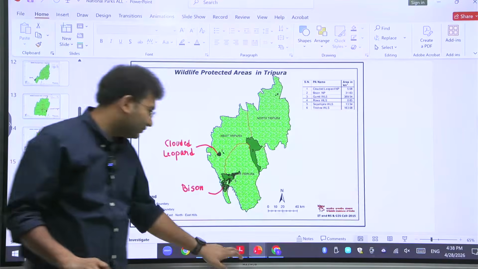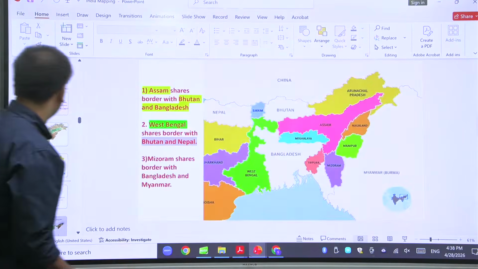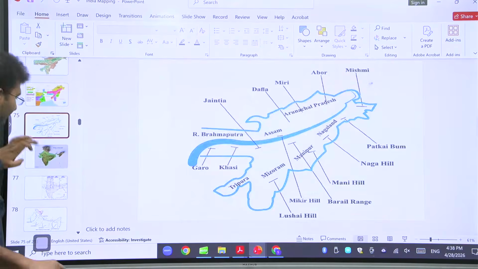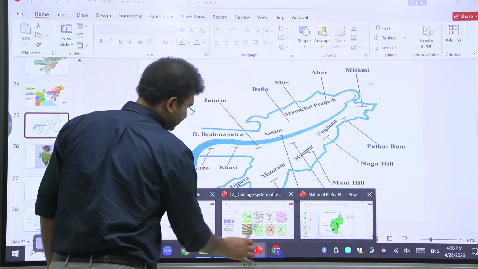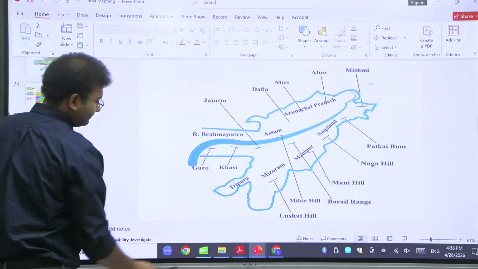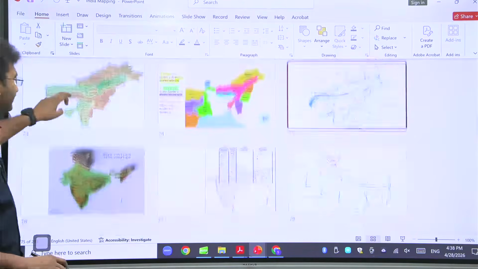Then come to the river Brahmaputra in the northeast. You have it anyway.